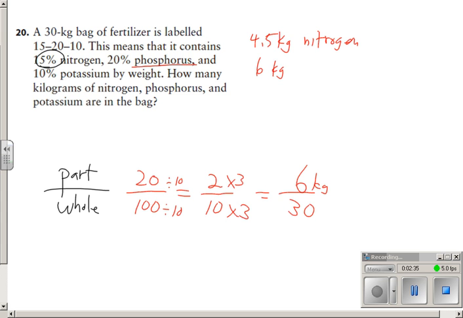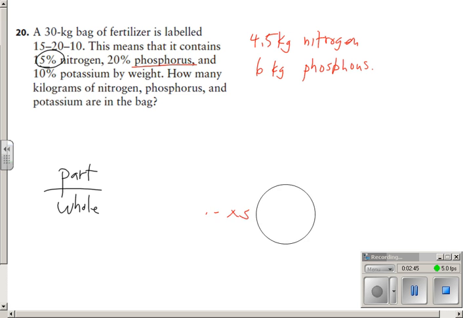So I can write that up here. 6 kilograms is phosphorus. I can't even spell phosphorus. Okay, look, it's right next to me. I'm too lazy to look at it. I spelled it wrong. Oh well. Don't tell Mrs. Mendoza I can't spell.